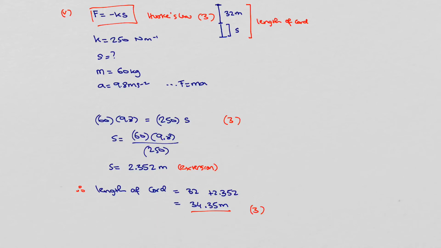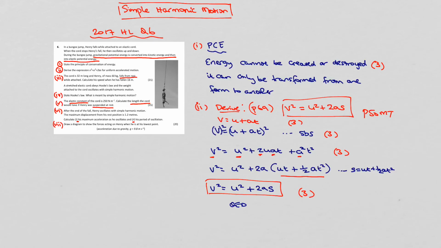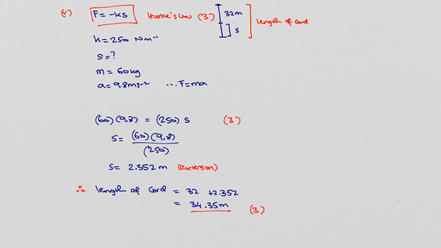So the next part of the question, if we go back, is part 6. We have to calculate the maximum acceleration as he oscillates and his period of oscillation. At the end of the fall, Henry oscillates with simple harmonic motion and the maximum displacement from his rest position is 1.2 meters. So that's the maximum displacement from his rest position, 1.2 meters. So this is going to be part 6. Okay, so what are we given?